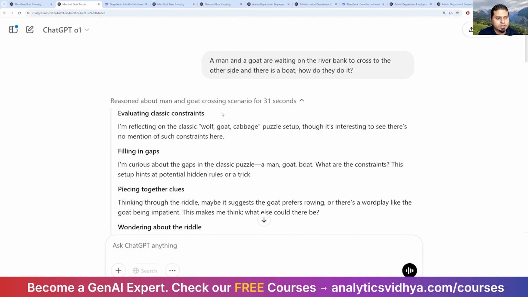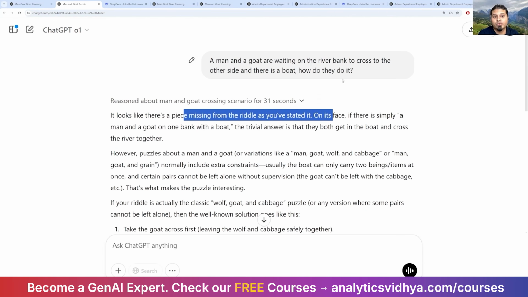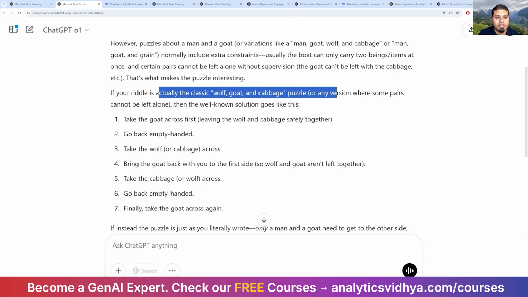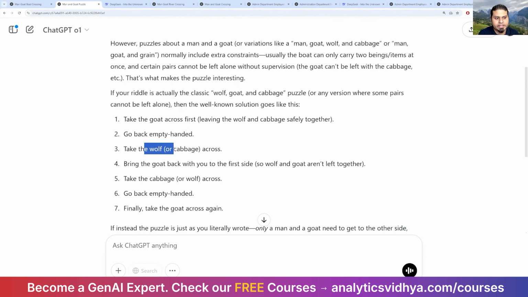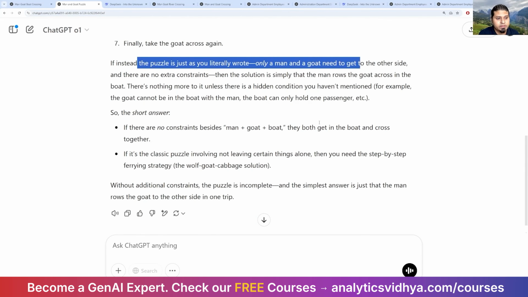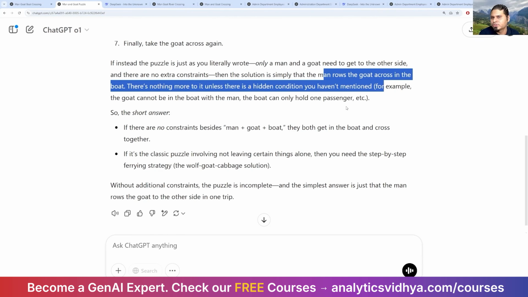And then after reasoning for half a minute, it tells us there is a piece missing from the riddle. I mean, I didn't really say it's a riddle, right? I just asked a very straightforward question. And then it says, if your riddle is actually the classic wolf, goat, cabbage puzzle, then it brings into the problem things which I never asked it to do, right? And then it says, instead, if it's a puzzle you literally wrote, then the solution is simply the man rows the goat across the boat, which is true.